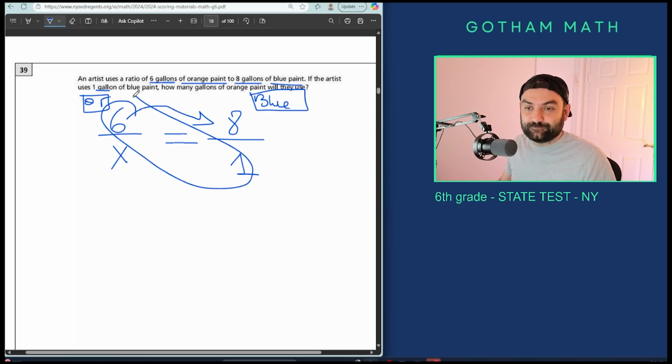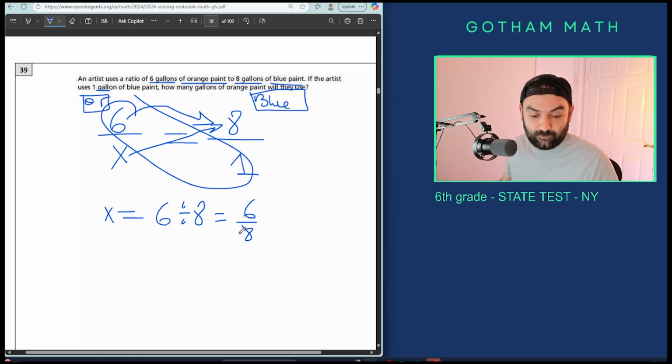And how do we solve proportions? The same way we did with the previous problem. Yes, x will equal, we're gonna have to multiply 6 times 1, and then we're gonna have to divide by the number that's across from the x. So 6 divided by 8 is gonna be 6 eighths. We can use 6 eighths, and we can reduce it. If we divide by 2, it's gonna be 3/4. So 3/4 of a gallon.